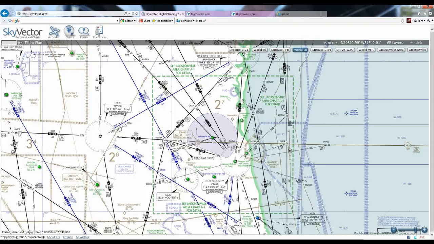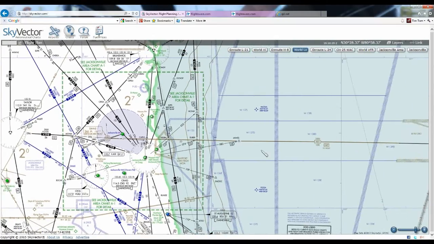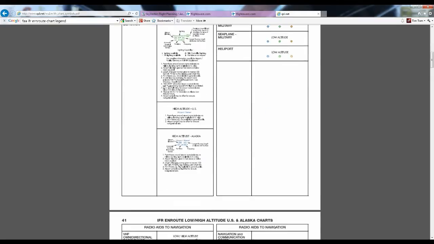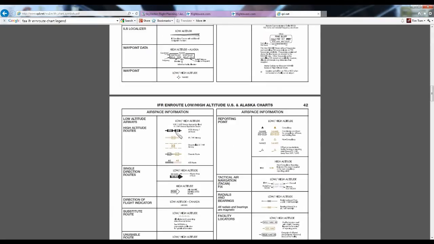So, yes, Herlong doesn't have a runway long enough to show up on this chart, but since it has instrument approaches, it is printed. And you might be asking, what are these brown airways right here? We're on the low en route chart, so this brown airway, if we look it up, that is an oceanic route.